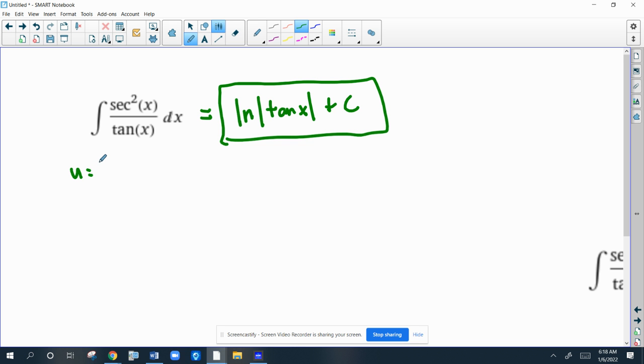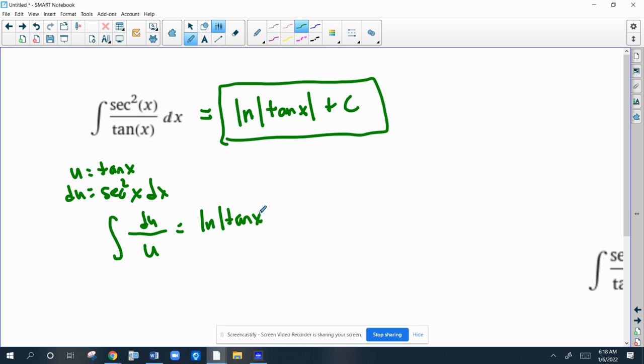Usually we pick the bottom function, and that makes sense because du is secant squared x dx, which means our integral would be: the bottom is u, the top, secant squared dx, is du, so that's the integral of 1 over u, which is the natural log of u, which is what we got up here. So that's just a different way to do it.